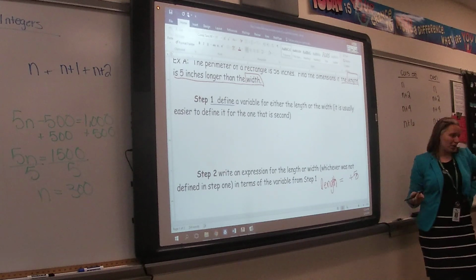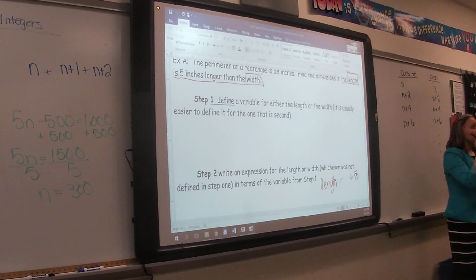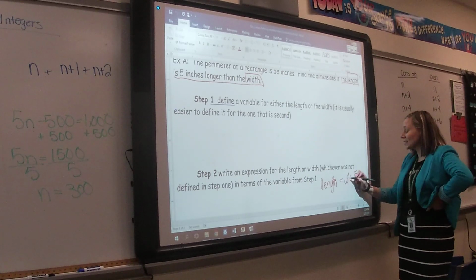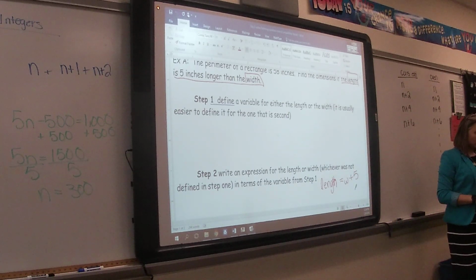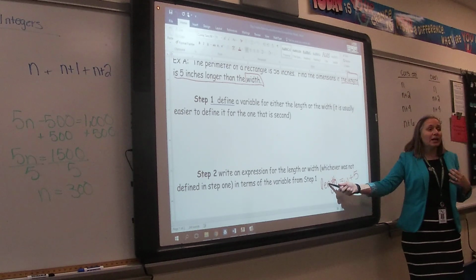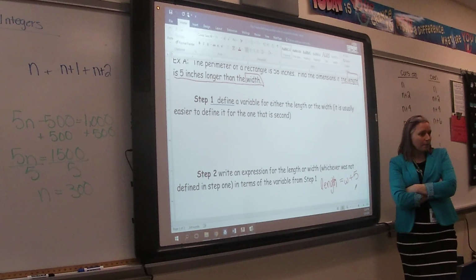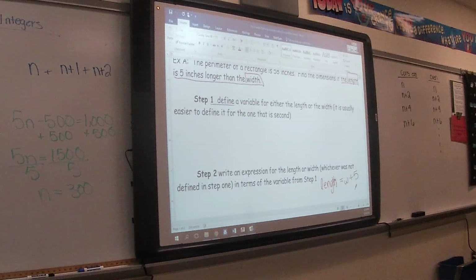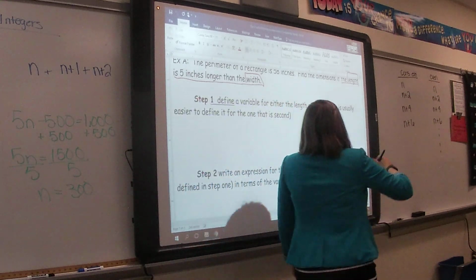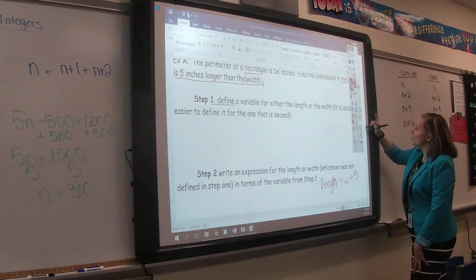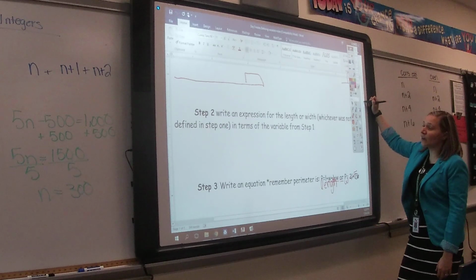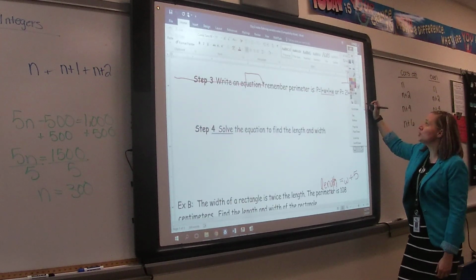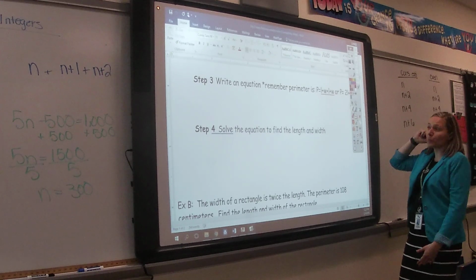Then the width. What am I going to write for width? W, because that's just what I assigned the width to be. So this now says that the length is W plus 5. Any questions on where that W plus 5 came from? So we know that our width is W, and we know that our length is W plus 5. So our next step is just going to be to now fill in and do an equation for perimeter.